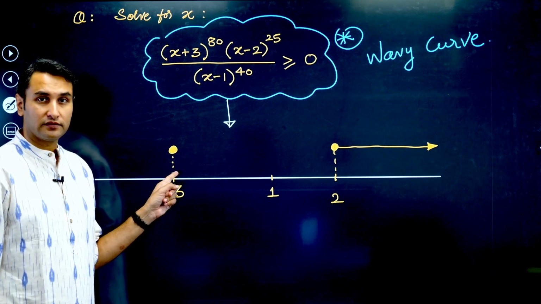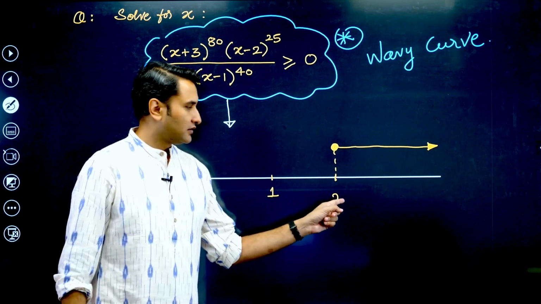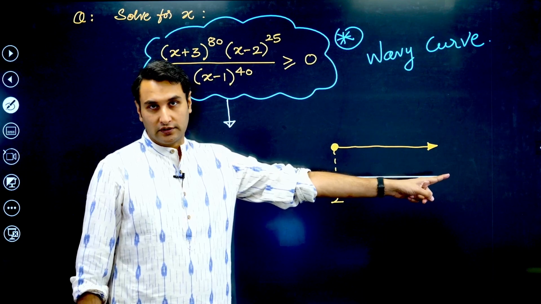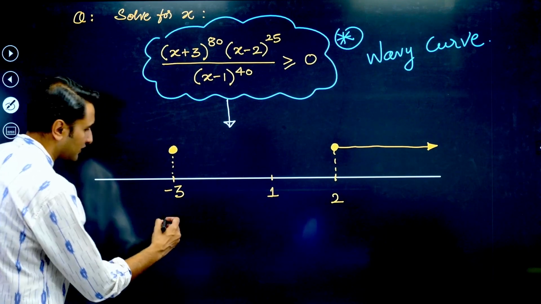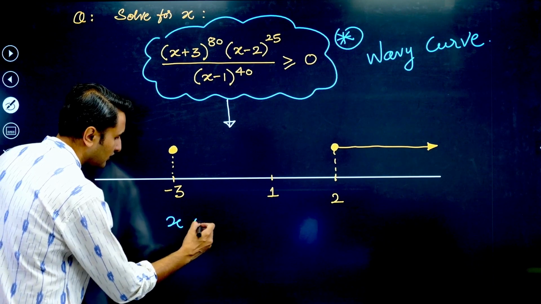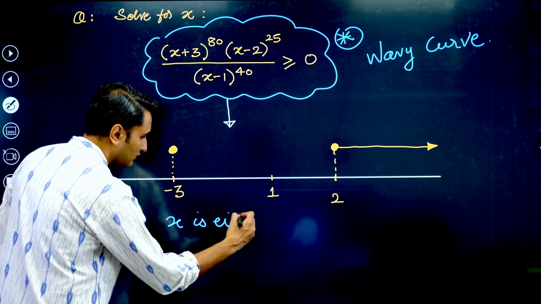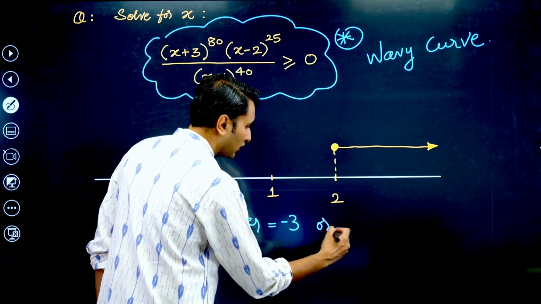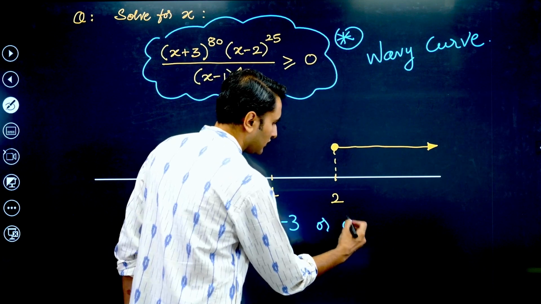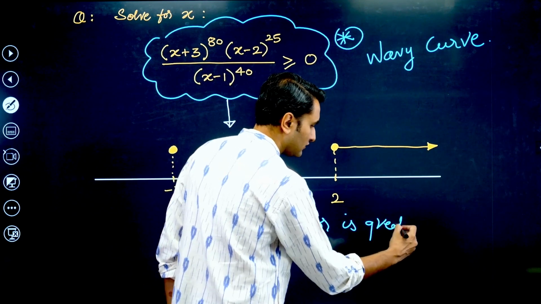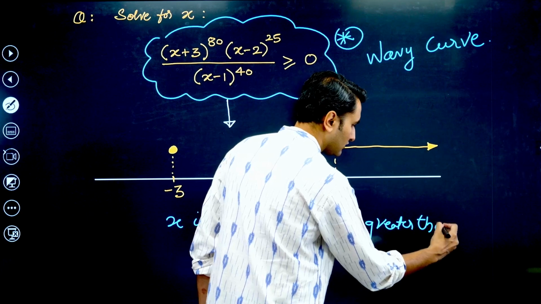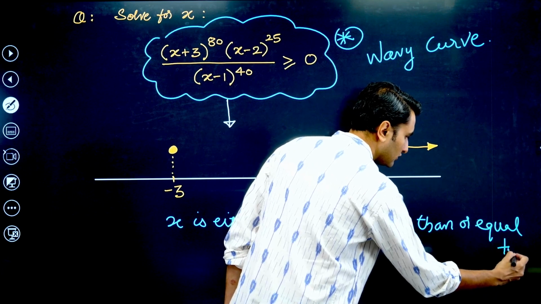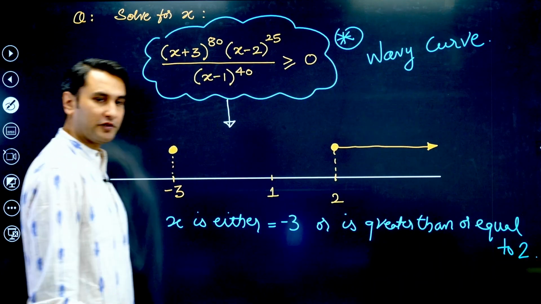Only number -3? All numbers greater than 2, right? So in multiple ways you can represent this as x is either equal to -3 or is greater than or equal to 2. But how will we represent this, bachcho?